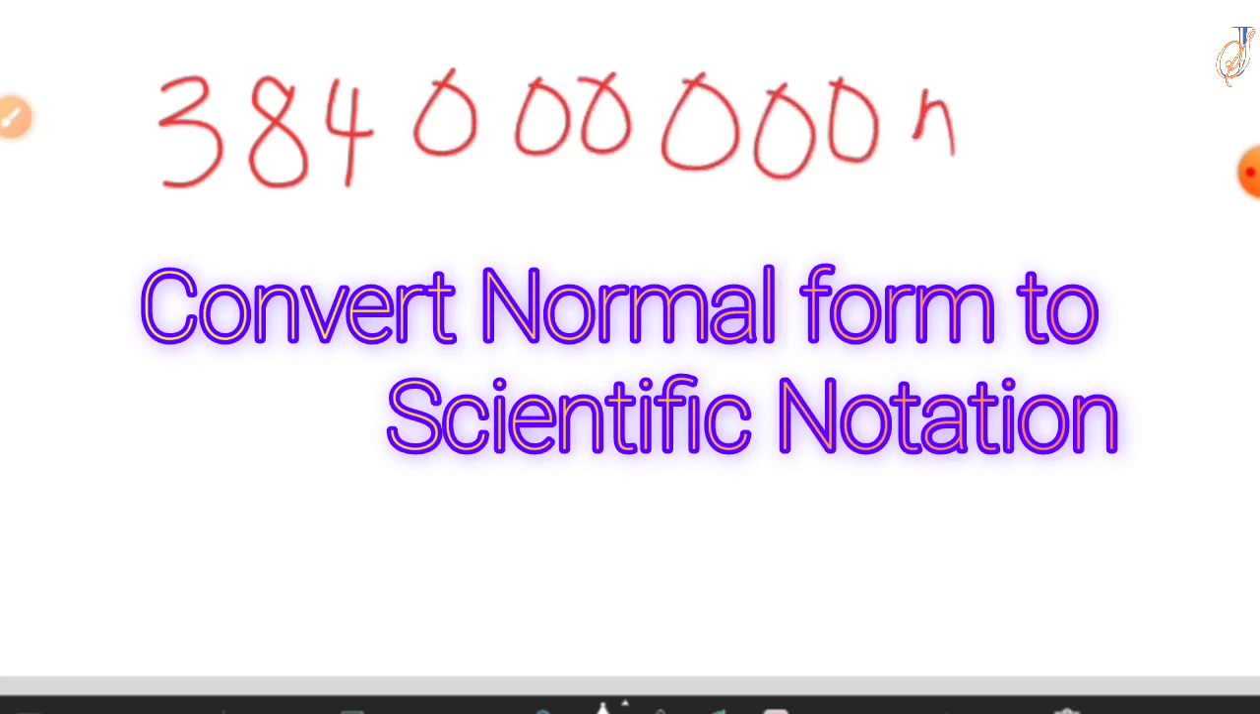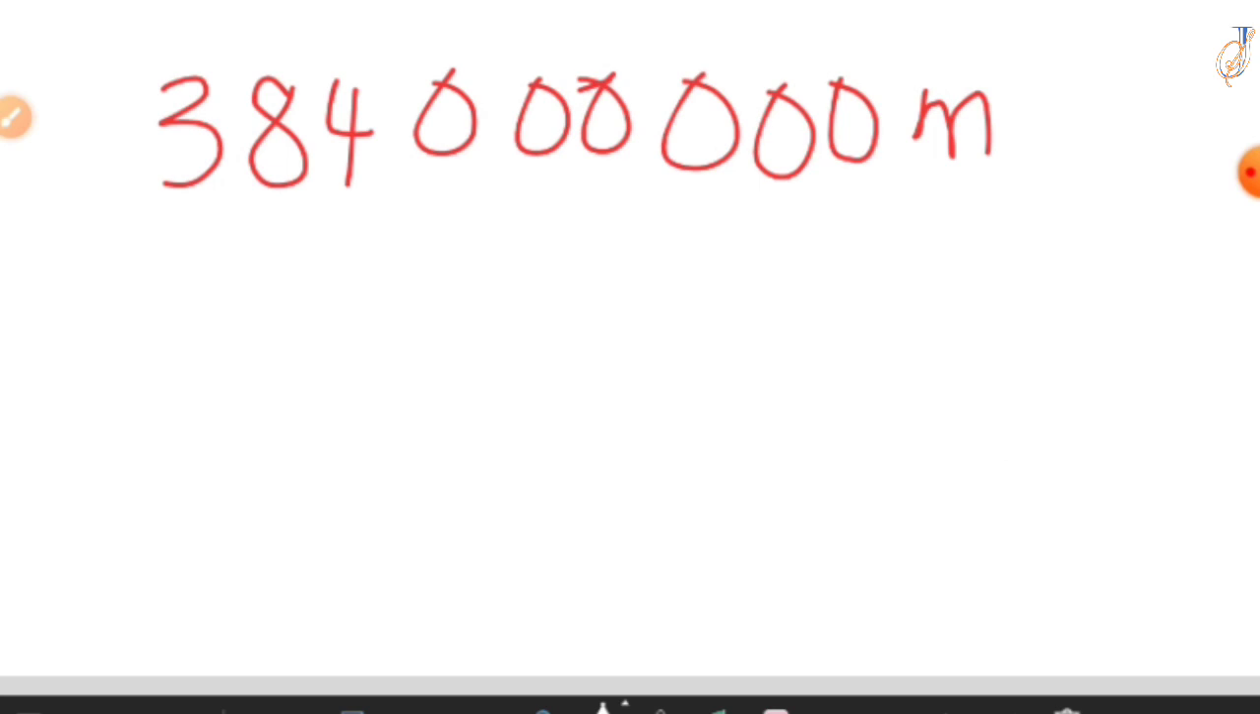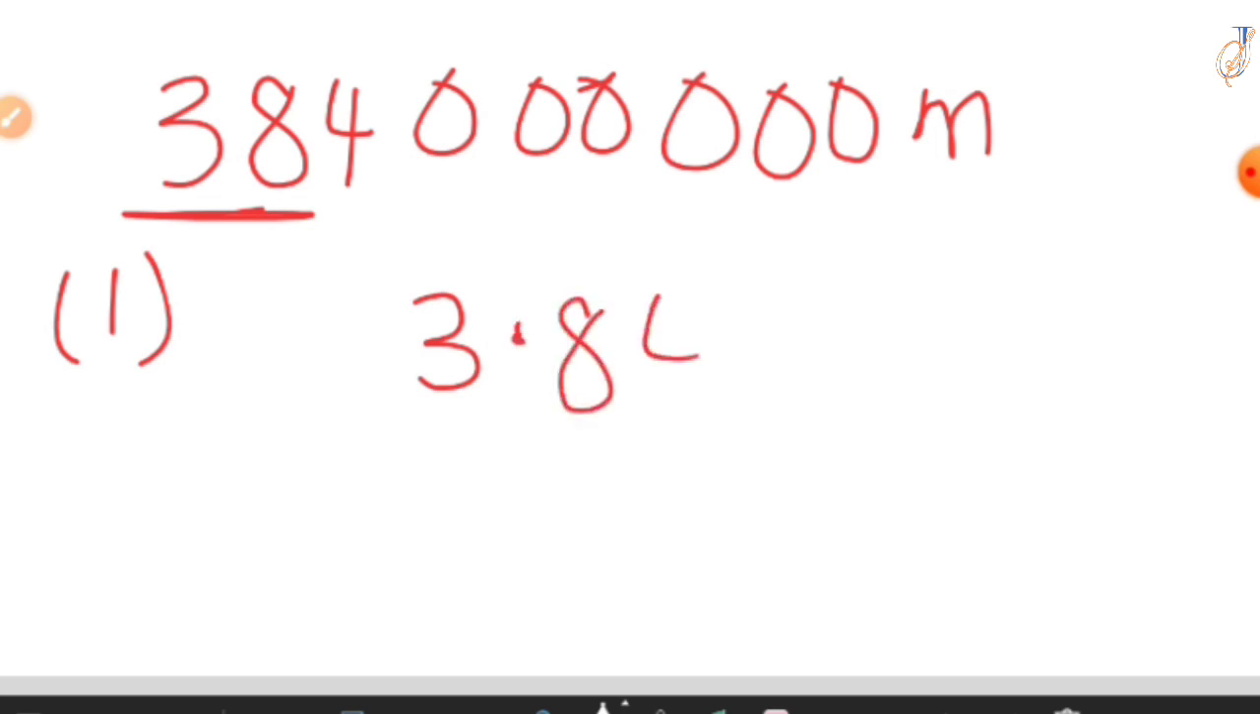384,000,000 meters. Create a decimal. Where you have to create? Here you have to create. So write 3.84. So this will be your coefficient.